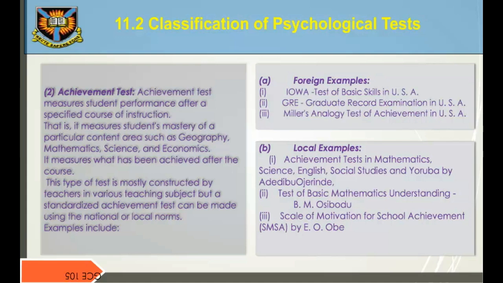Examples include foreign examples: 1. Iowa Test of Basic Skills in the US. 2. GRE, Graduate Record Examination, in the US. 3. Miller's Analogy Test of Achievement in the USA. Then local examples: 1. Achievement Test in Mathematics, Science, English, Social Studies and Yoruba by Adedibu Ojerinde. 2. Test of Basic Mathematics Understanding by B.M. Oshibudu. 3. Scale of Motivation for School Achievement, SMSA, by E.O. Obe.